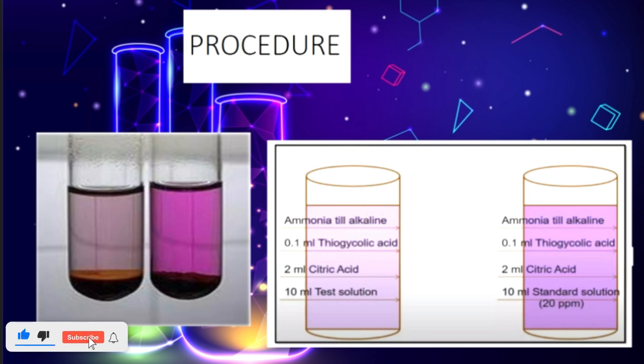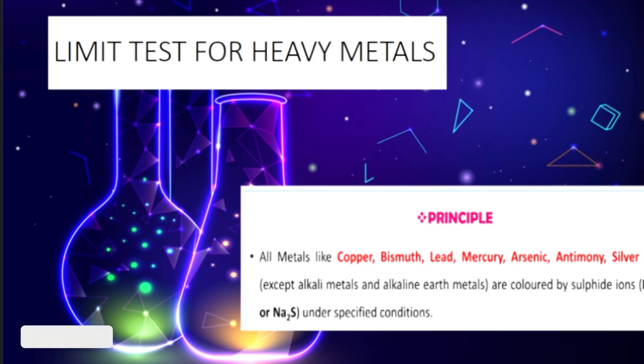So next is the limit test for heavy metals. Many heavy metals such as lead, iron, nickel, cobalt, copper, bismuth, etc. may occur as impurities in official substances. Their quantity is limited by the limit test for heavy metals.